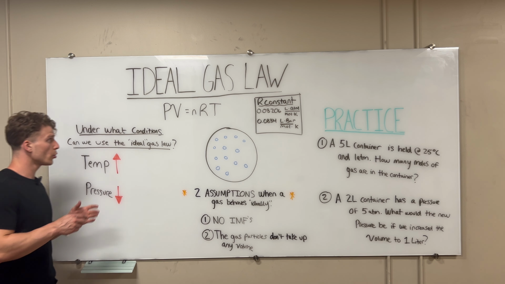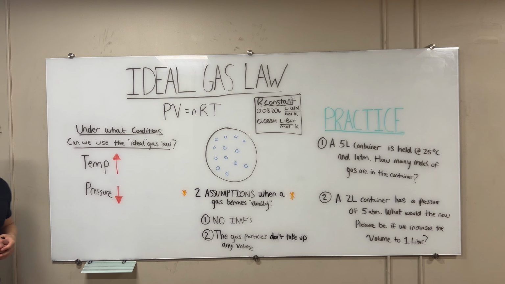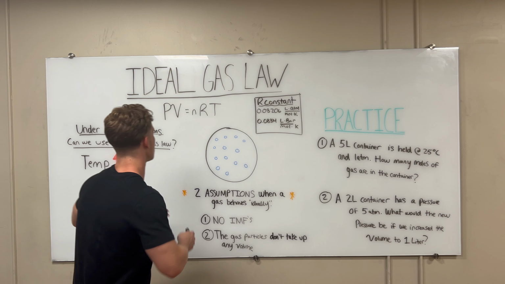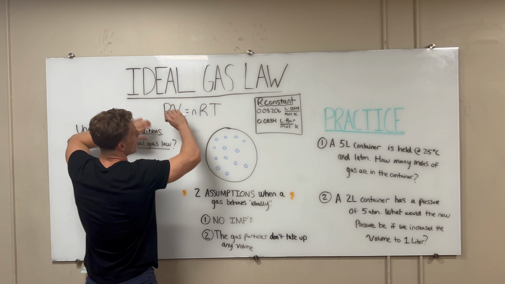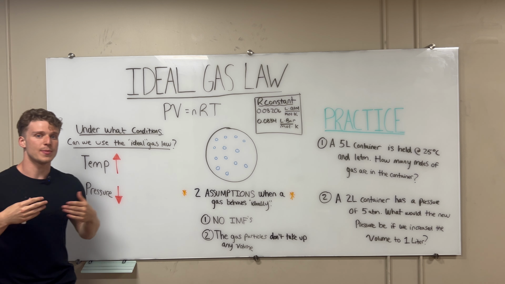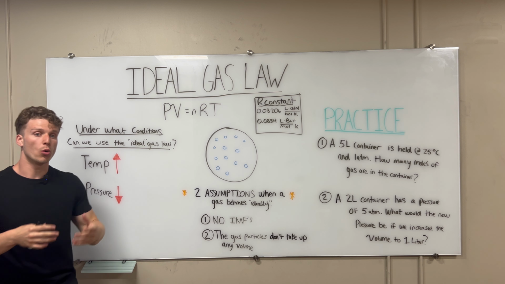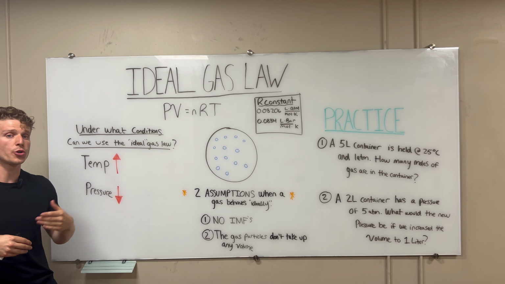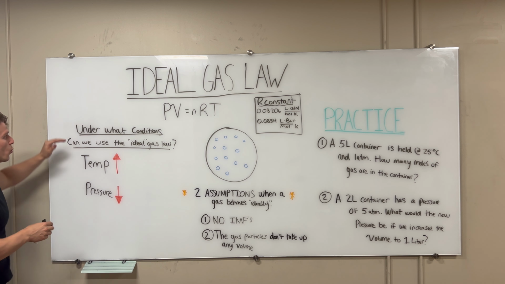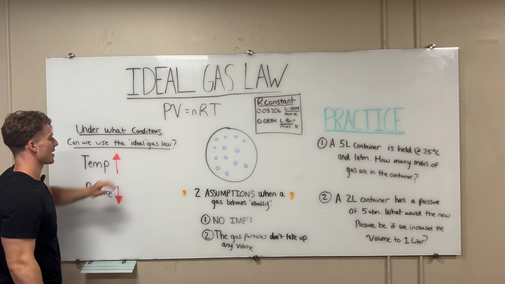So in order to use the ideal gas law, we actually need to be under a certain set of conditions, right? Because we see the word ideal come before gas law. Now, when is a gas going to behave ideally? We can only use the ideal gas law if we are under conditions that allow a gas to behave ideally. So under what conditions can we use the ideal gas law?